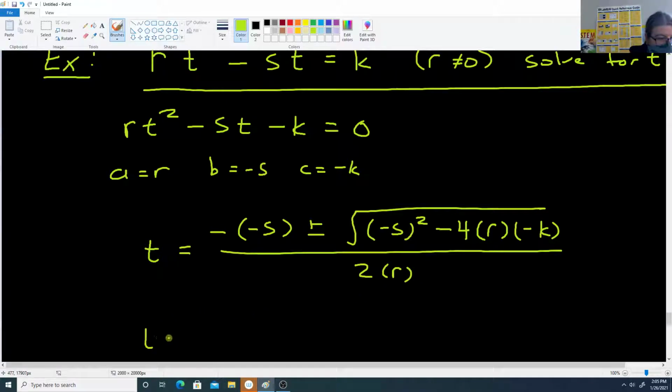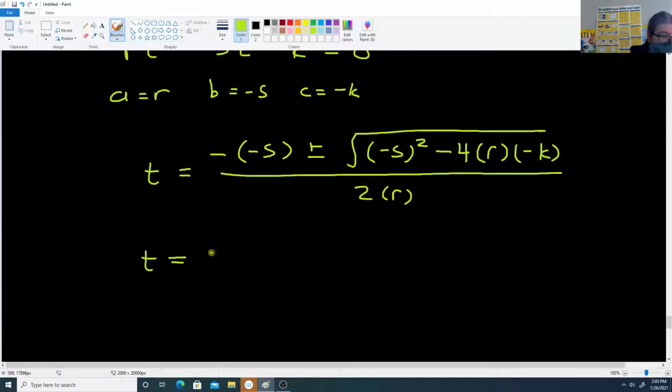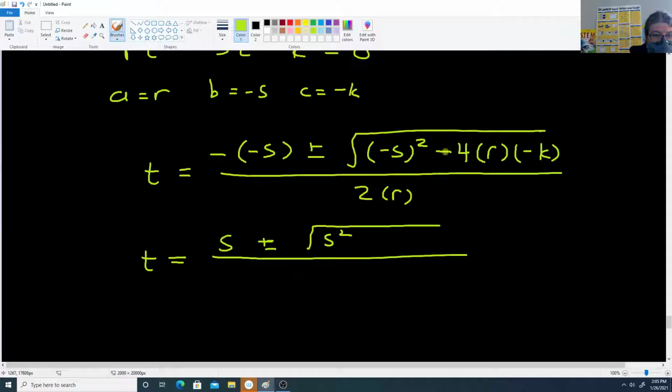So t will equal, let's see, minus a negative s is a positive s, plus or minus the square root of, let's see, negative s squared is s squared, minus 4 times r times negative k. Minus the negatives is plus, so you'd have 4rk, and then all that over 2r.